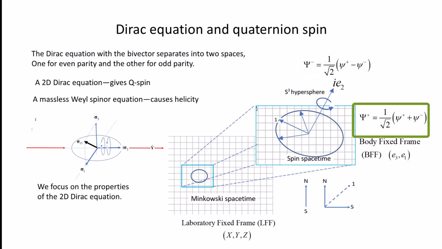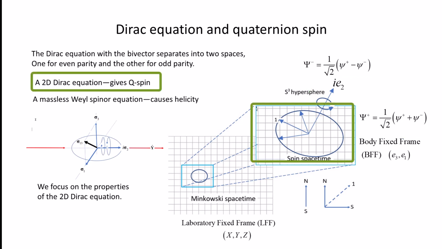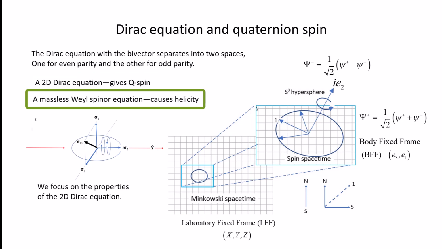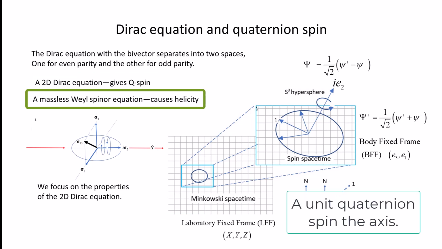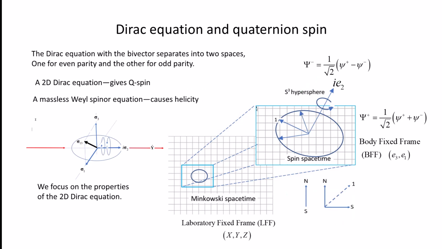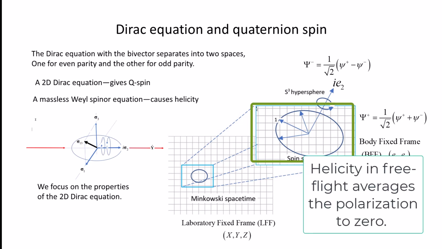The even parity states exist in a two-dimensional spin spacetime, which is projected onto Minkowski spacetime. The solution of the Weil equation is a unit quaternion, and this spins the axis of linear momentum. That is all it does. It spins the plane and averages the polarization. In free flight, spin displays no net polarization.